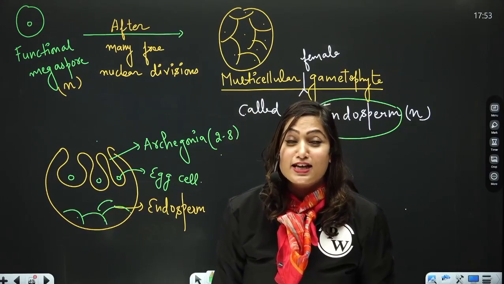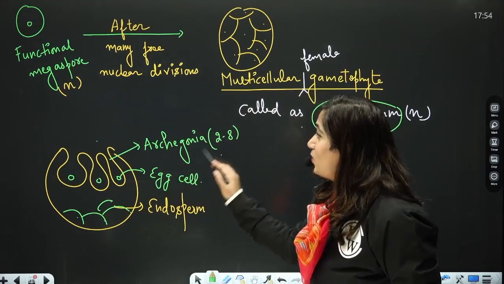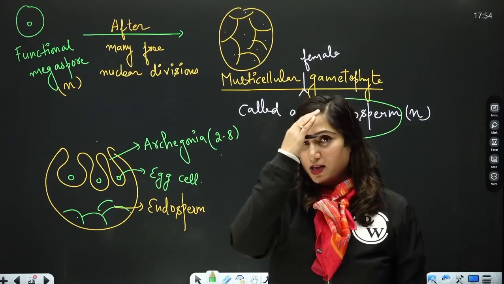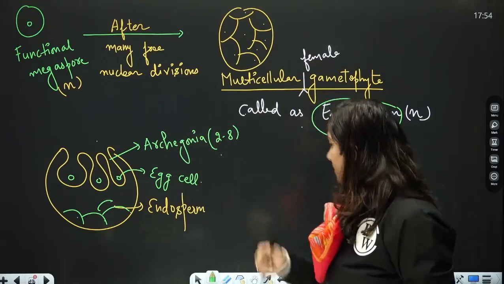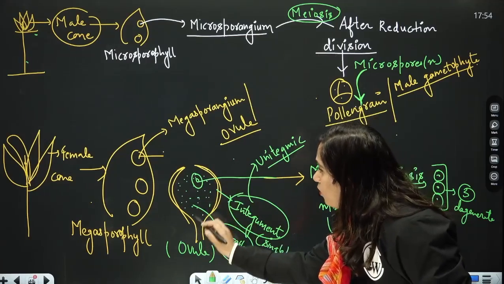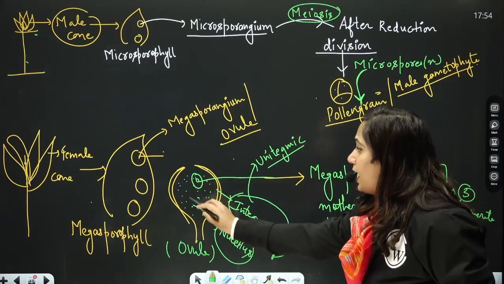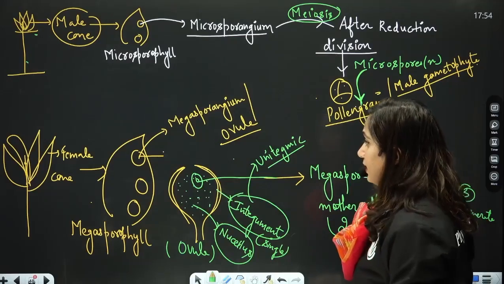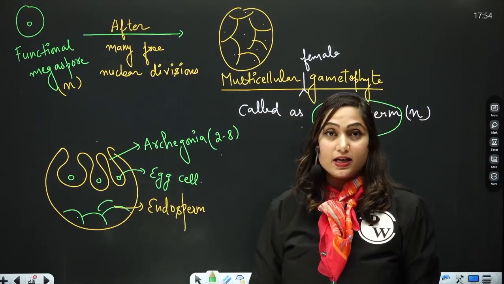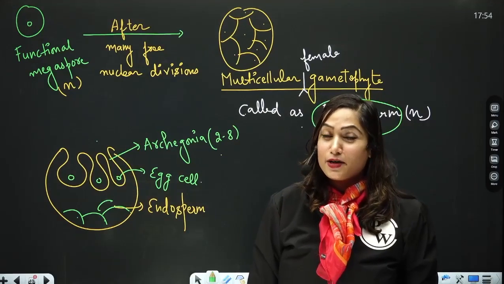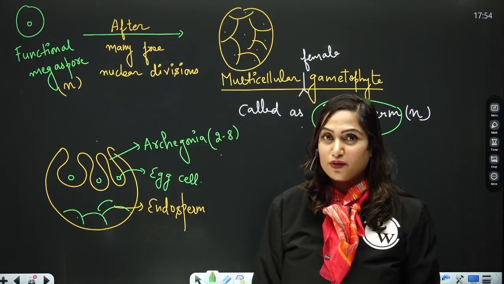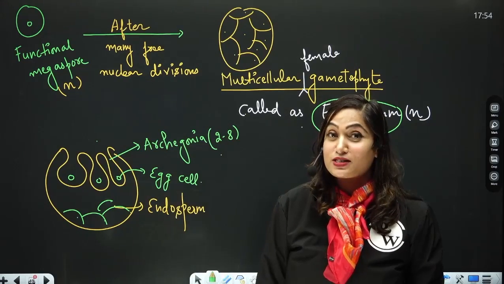Then later on this endosperm, the female sex organs, that is archegonia, get developed. Imagine this is the ovule. Inside the ovule, what has formed? The endosperm. And on the endosperm, 2 to 8 archegonia are developed, and inside each archegonium there is an egg cell. Remember, I have told you in the important terminology what archegoniates are.